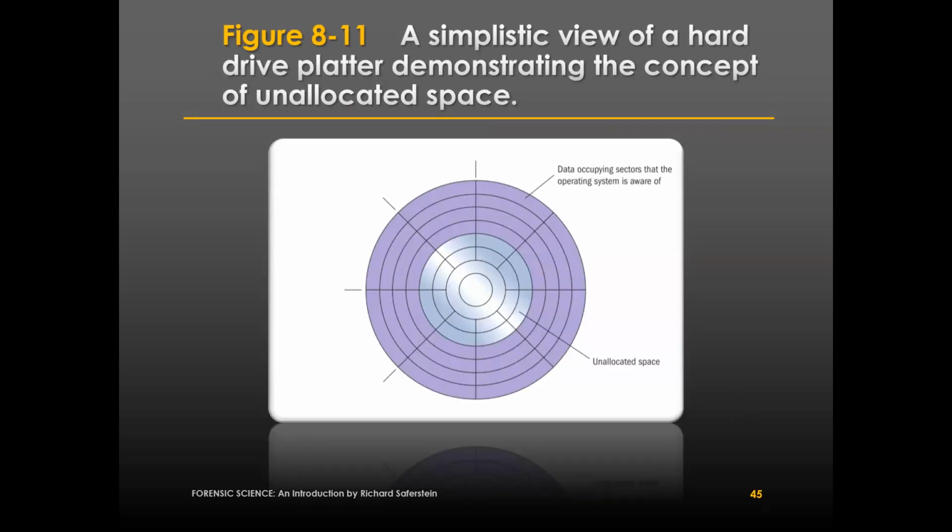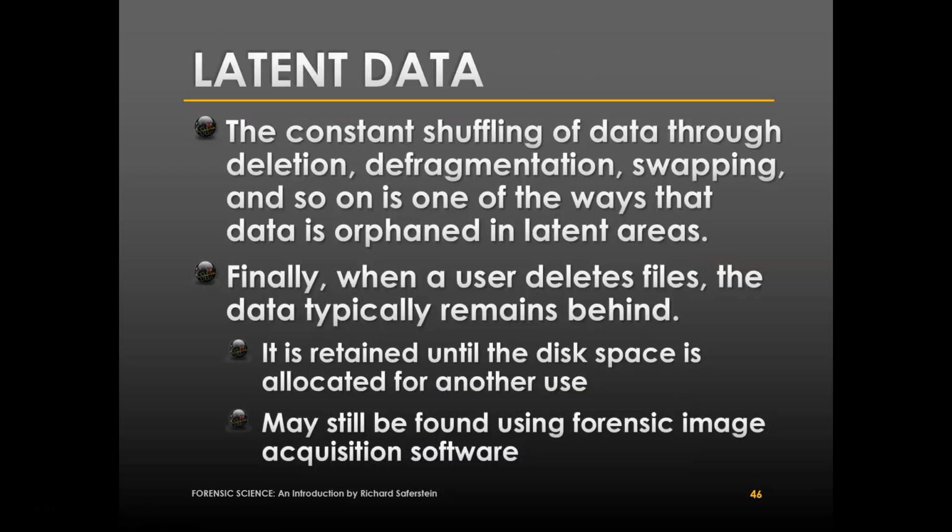This is a simplistic view of a hard drive platter demonstrating the concept of unallocated space. So you can see in this purple color, this is data occupying the sectors, these different pie pieces, that it's aware of, but then we have this unallocated space near the center in the blue that it is unaware of. So the constant shuffling of data through deletion, defragmentation, swapping, and so on is one of the ways that data can be orphaned in latent areas.